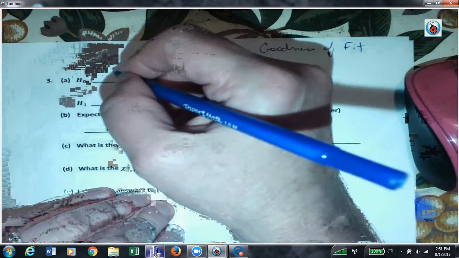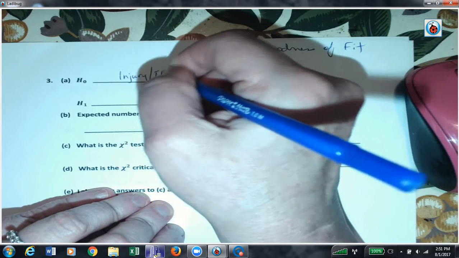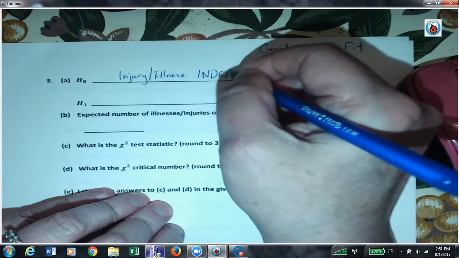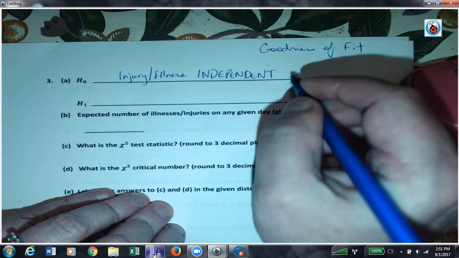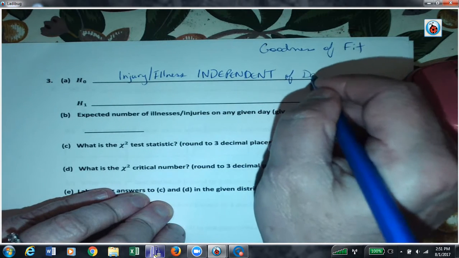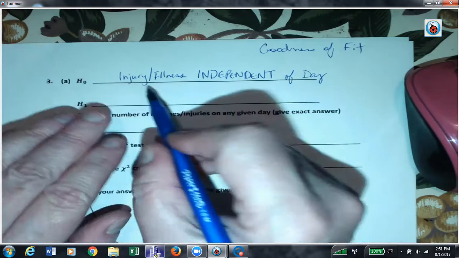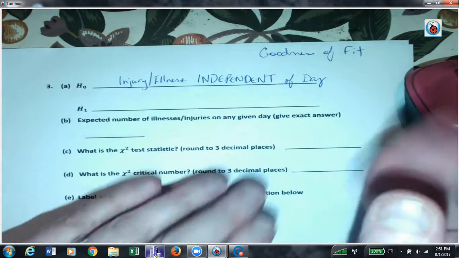So injury and illness, and the main thing here is independent of the day. So the alternative hypothesis is that there is a relationship between injury and illness and the day that you call sick on.